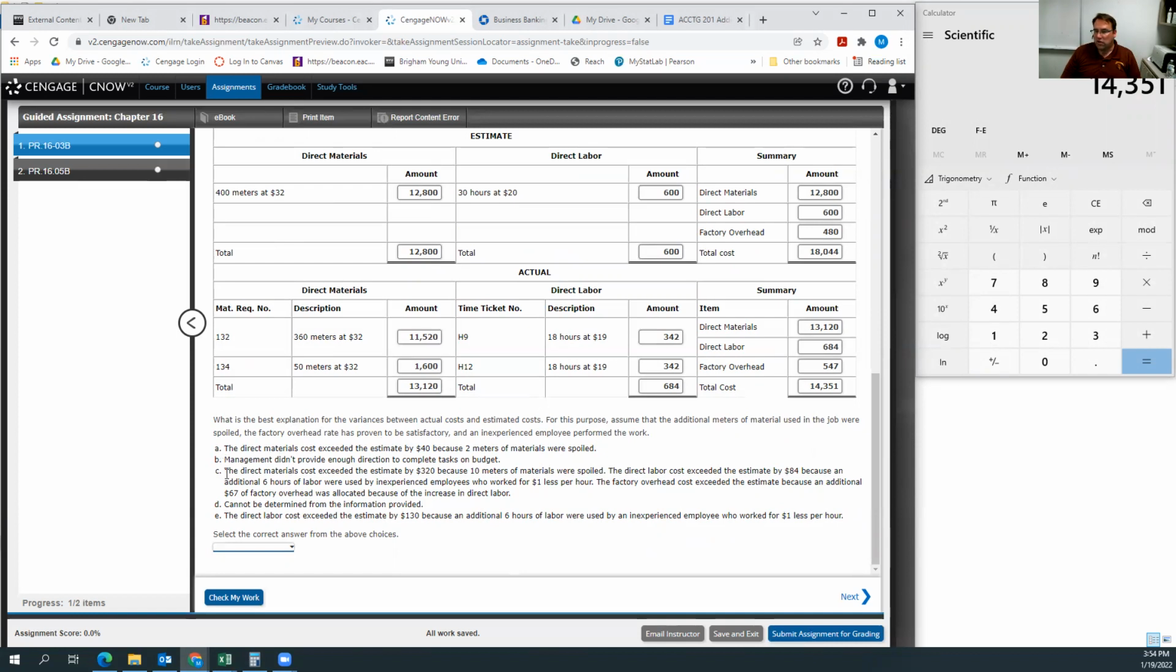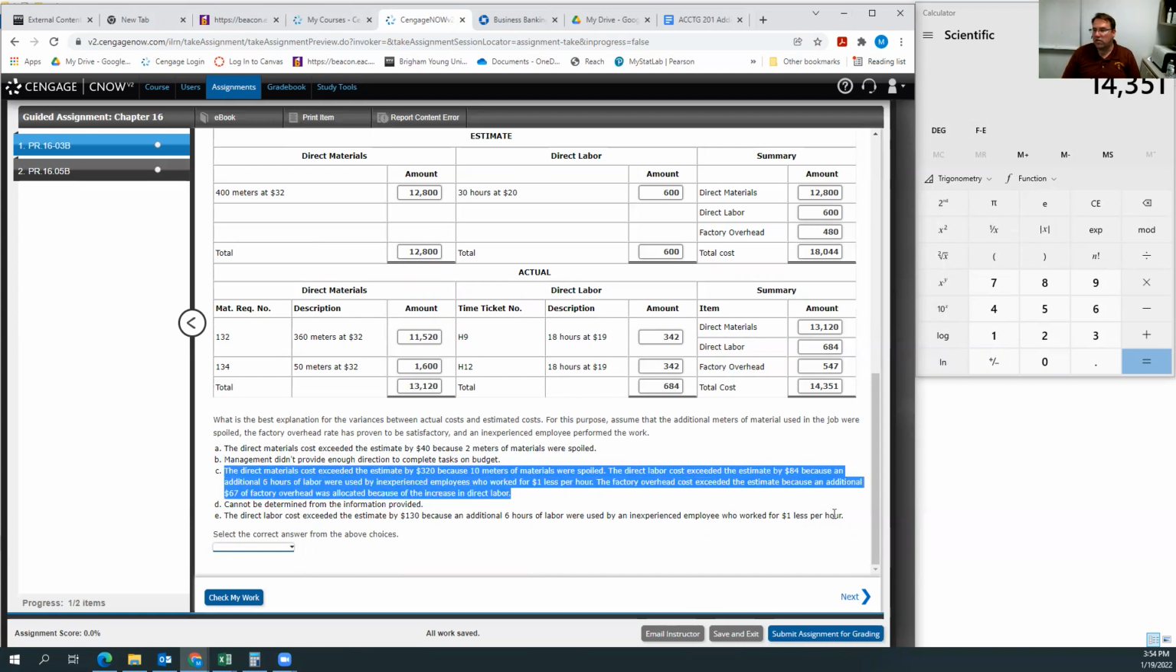So we'll read through these, and on C, we see the direct materials cost exceeded the estimate by $320, which it does, because 10 meters of material were spoiled. Direct labor costs exceeded the estimate by $84, because an additional 6 hours of labor were used by an inexperienced employee who worked for $1 less per hour. The factory overhead costs exceeded the estimate because an additional $67 of factory overhead was allocated because of the increase in direct labor. So C explains all of the variances between the estimated cost and the actual cost.